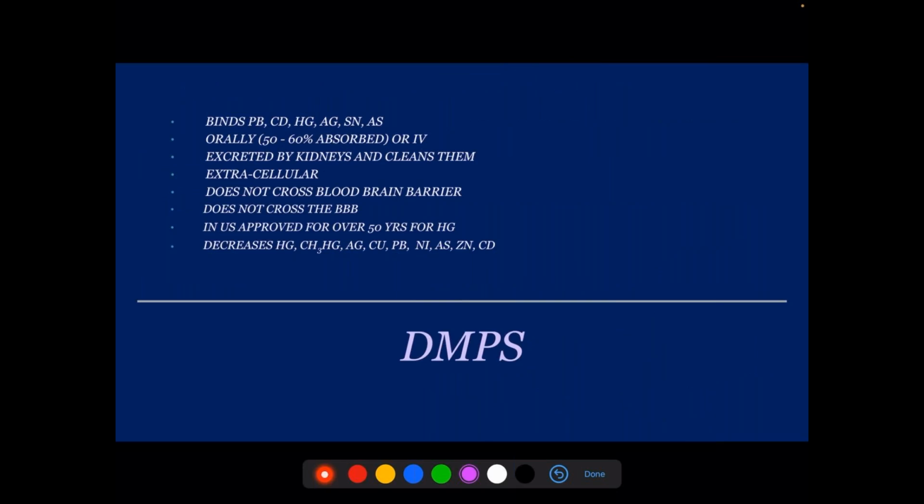DMPS, I don't carry orally. It's very hard to find. You can use it intravenously. I used to do it. And for the same reason, I try not to do the EDTA intravenously.